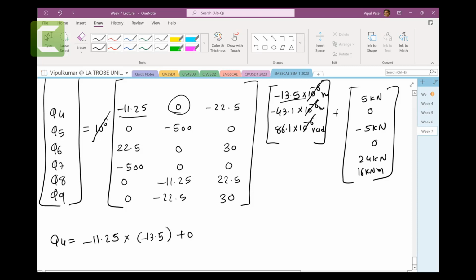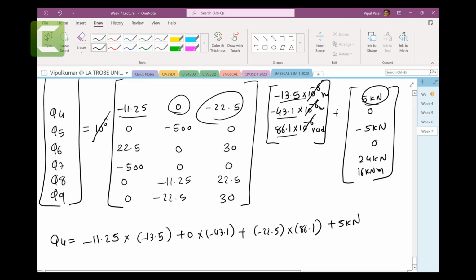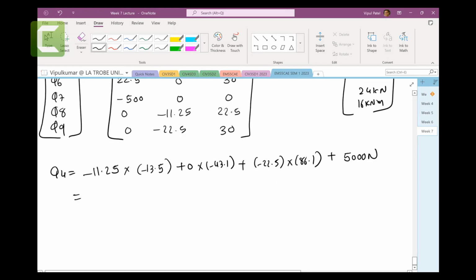These ones plus 0 times minus 43.1 plus minus 22.5 times 86.1. All these ones plus 5 kilonewtons. That's coming from here. We might need to convert this one into newtons because we are working in newtons. So let's put this one 5,000 newtons, multiply by thousands. So let me use my calculator.